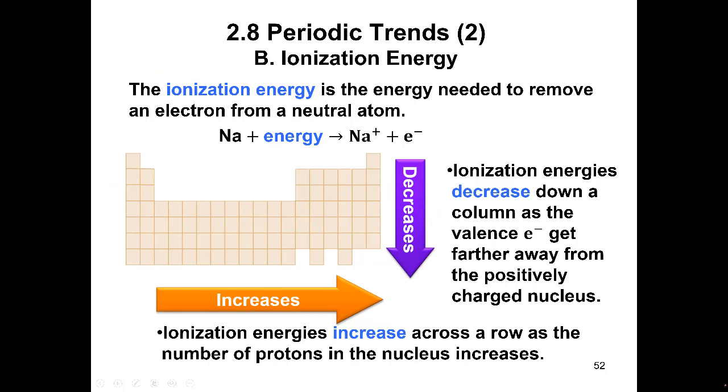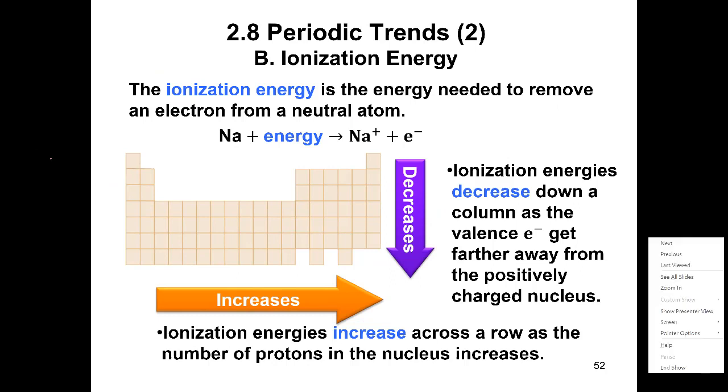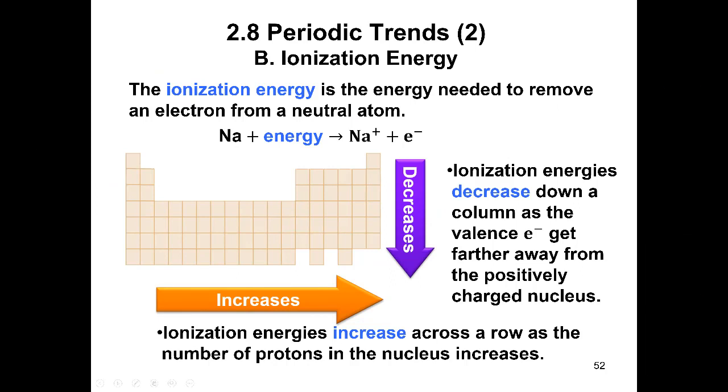Ionization energy is basically the amount of energy it takes to remove an electron from an atom. Okay, and so when you have sodium, for example, it takes a certain amount of energy to remove that electron and turn it into what we call an ion. So ionization energies decrease down the column and they increase as you go from left to right.